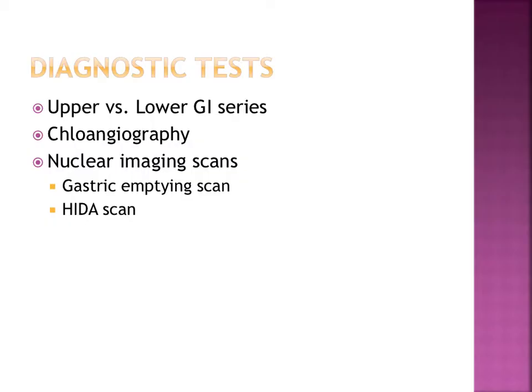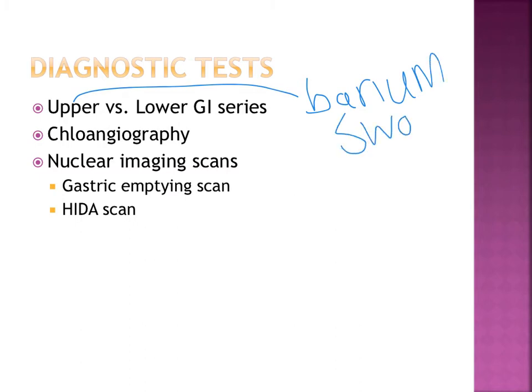Okay, we're on page 879. We're going to start talking about some of the diagnostics. There's a lot, so we're going to focus on the ones that are more common that you're going to hear about. We have upper versus lower GI series, and these are what you hear called the barium swallow, which is upper, and then the lower GI is called the barium enema.